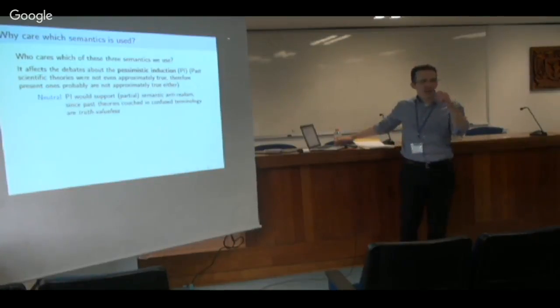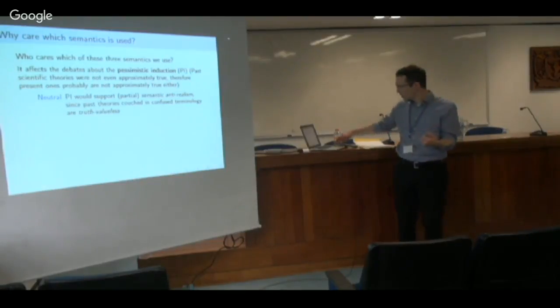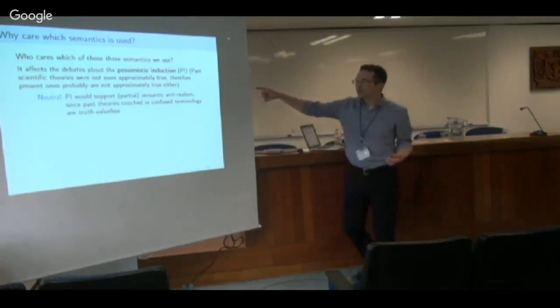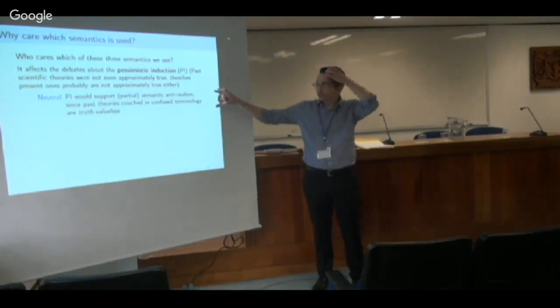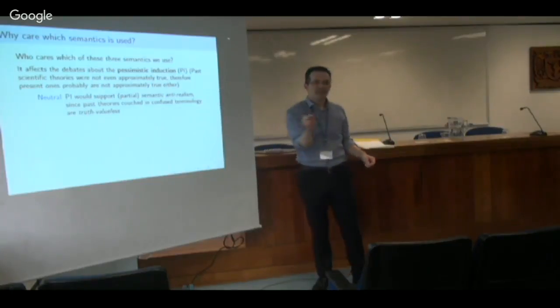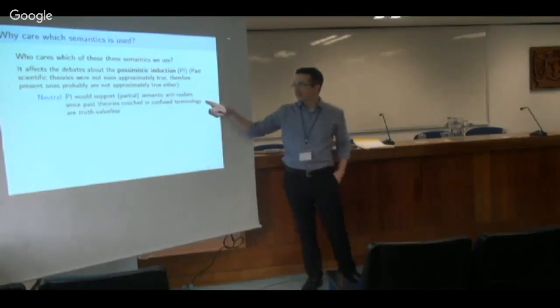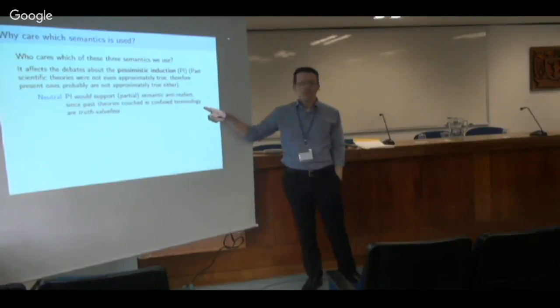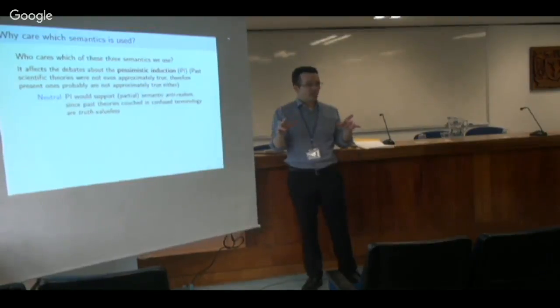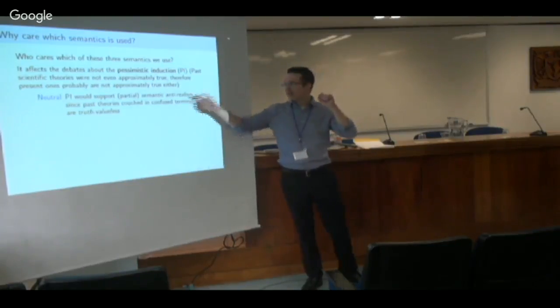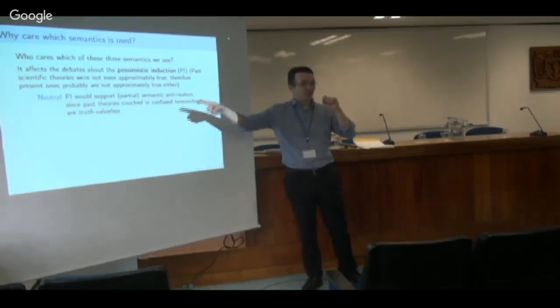Because think about what each of these three semantics would say if we, reasonably in my mind, look back at the history of science and say, oh, look, there's a lot of confused language in what Priestley was saying. There's a lot of confused language in what Lavoisier was saying. There's a lot of confused language in what Newton was saying. If you go the neutral route, the truth valueless route, then it seems like you're going to land in semantic anti-realism, because past theories couched in confused terminology are going to be truth valueless. And a lot of people think that semantic anti-realism is a non-starter. So if you're a proponent of the pessimistic induction and you don't want to commit yourself to semantic anti-realism, then you're going to have to reject the neutral semantics.